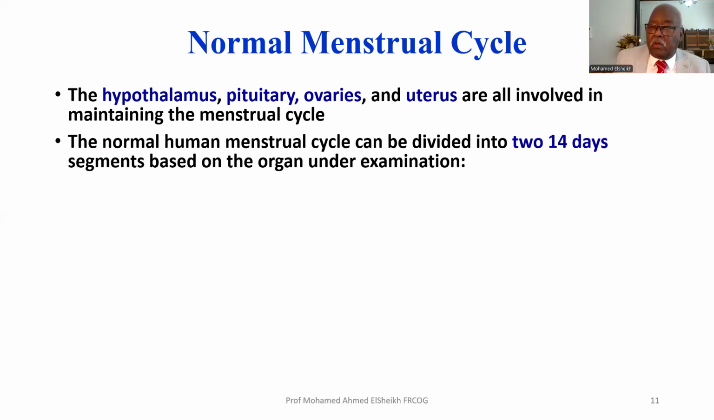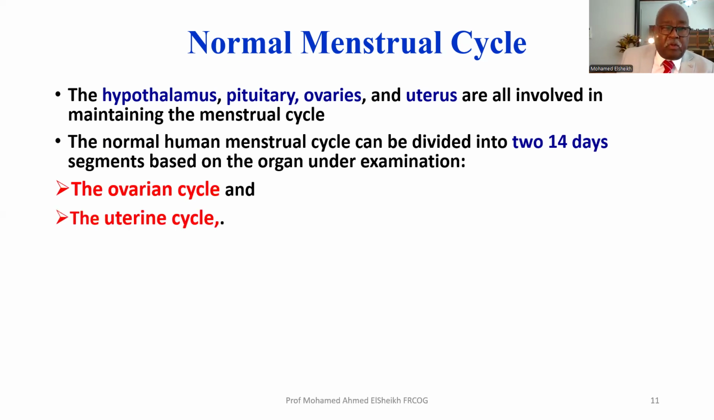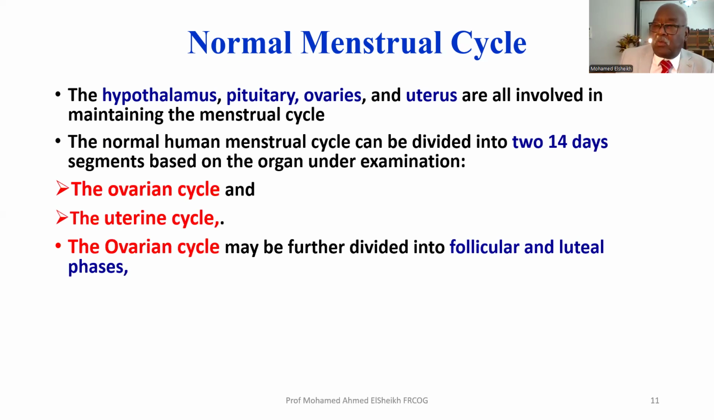We generally say the normal menstrual cycle is usually between 21 and 35 days, but commonly it is 28 days. So we divide it into two periods, each of 14 days, and we look into that on the organs concerned. The first organ is the ovarian cycle, what happens in the ovary, and then the uterine cycle or changes, what happens as a result of the hormones produced by the ovary.